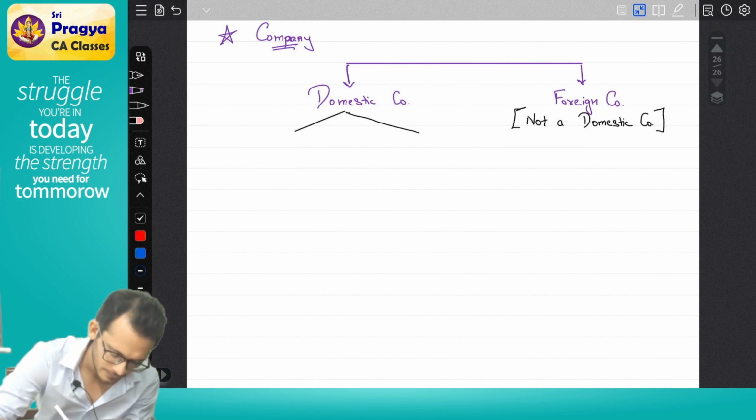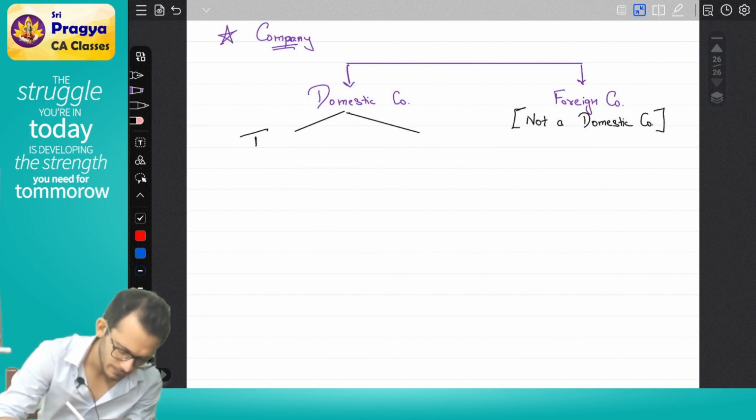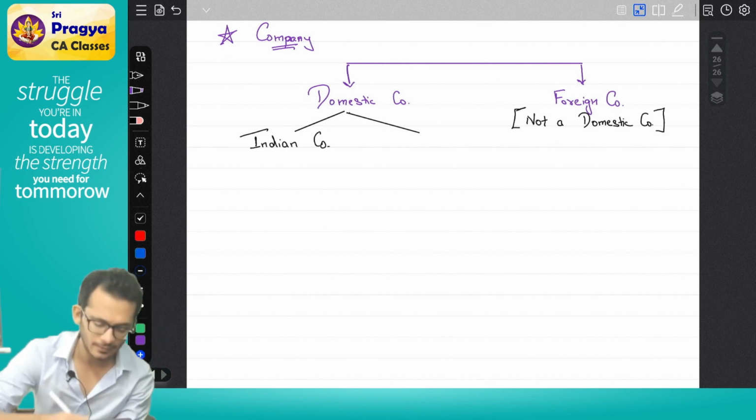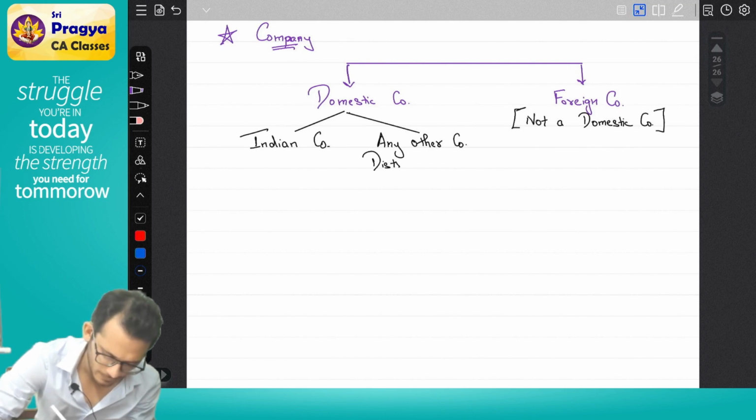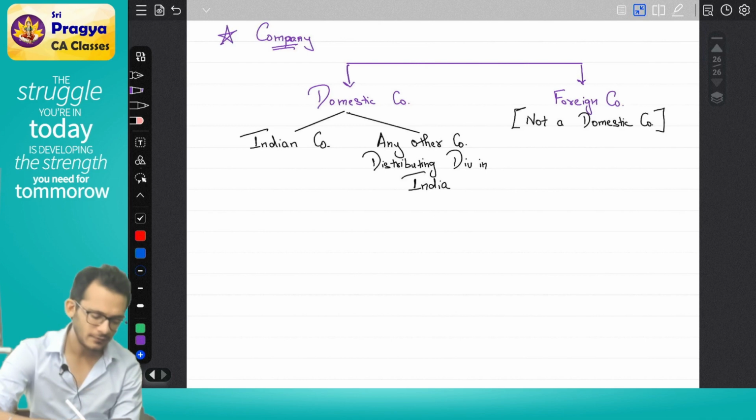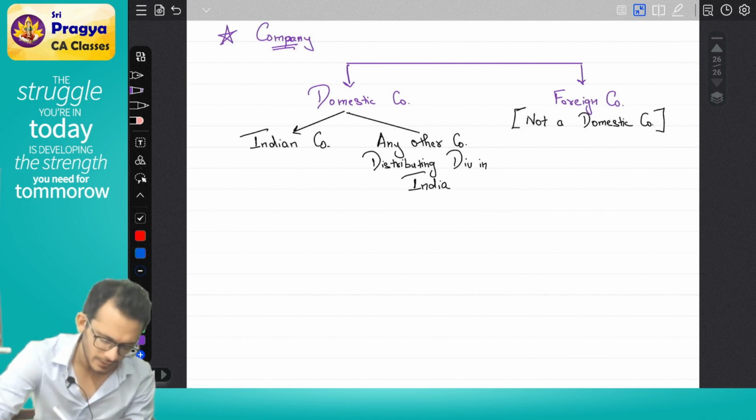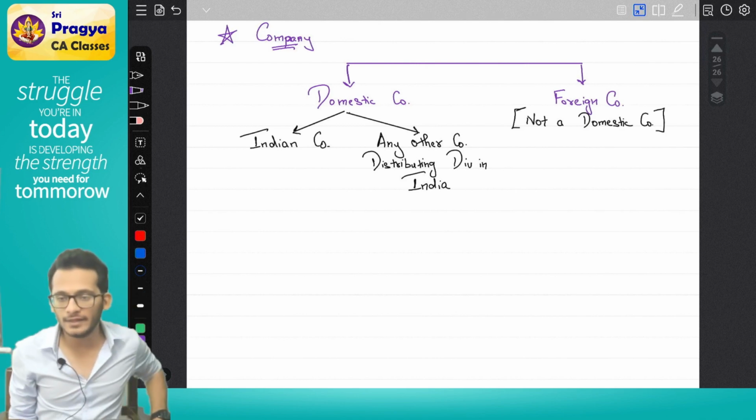One type is called an Indian company. The other is called any other company distributing dividends in India. Two companies we have: one is called an Indian company, the other is called any other company distributing dividends in India.